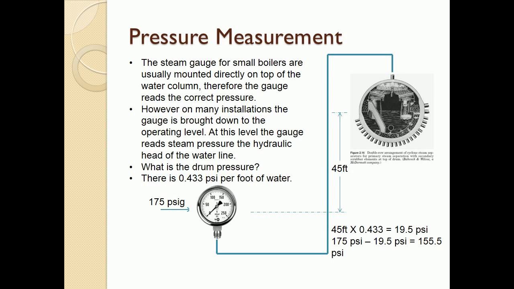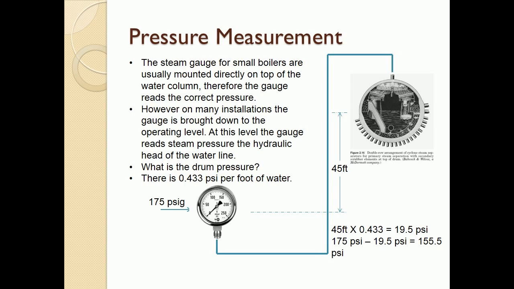The steam gauge for small boilers are usually mounted directly on top of the water column, therefore the gauge reads the correct pressure. However, on many installations the gauge is brought down to the operating level. At this level the gauge reads steam pressure and the hydraulic head of the water line.